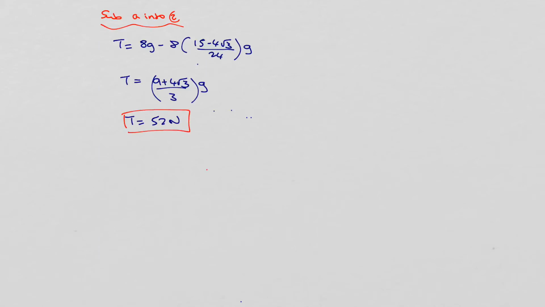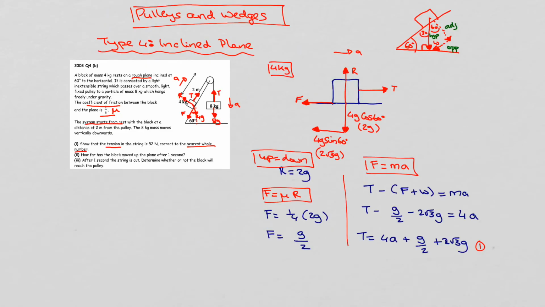Okay, so the second part of the question, if we go back, says how far has the block moved up the plane after 1 second? So it's important that we note that the system is starting from rest. In other words, initial velocity is 0, and we're seeing how far it has moved up the plane after 1 second. Okay, so let's mark that as part 2.